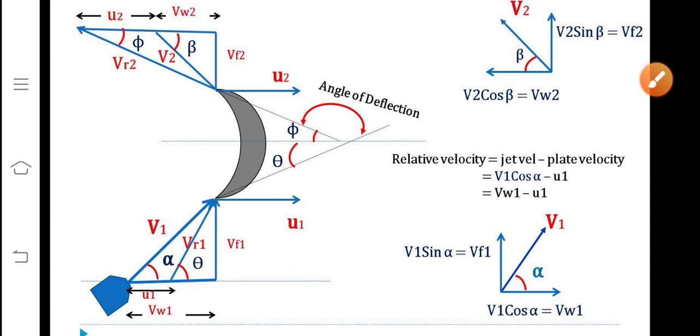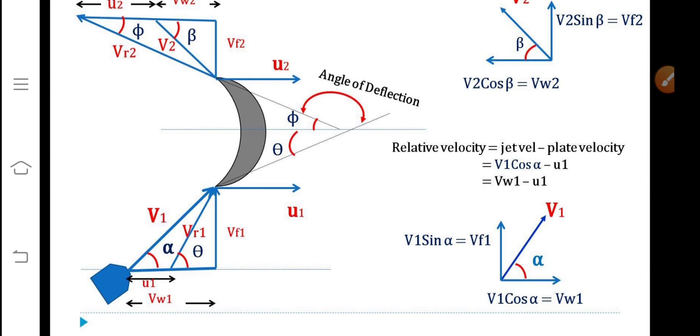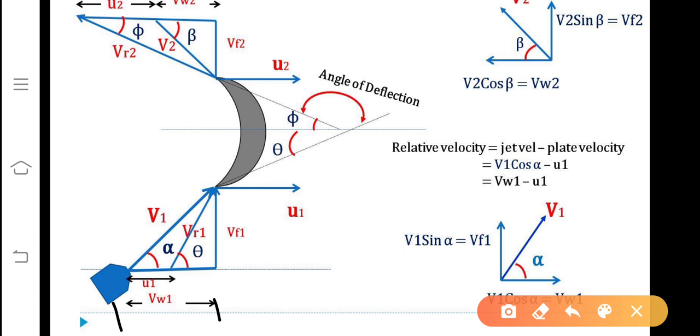Is it clear? So from this figure it is very evident that the relative velocity Vr1 we know is equal to jet velocity minus plate velocity. That is nothing but V1 multiplied by cos alpha minus u. That is the general formula. Now VW1 minus u1 from the velocity diagram. I will take the pen, otherwise it will keep on to and fro movement. So this horizontal component VW1 minus u1 is nothing but Vr1, the relative velocity.